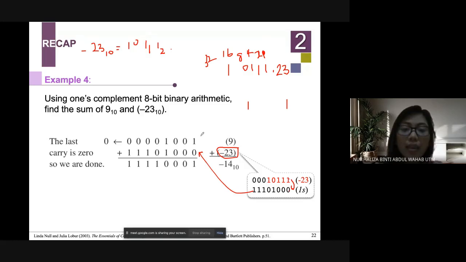You will get a situation like this for adding. So from here, you will add it. When you add 1 plus 0, you will get 1. 0 plus 0, you will get 0. 0 plus 0, you will get 0. 1 plus 1, you will get 10. If 10, the sum is 0 and your carry will be 1.